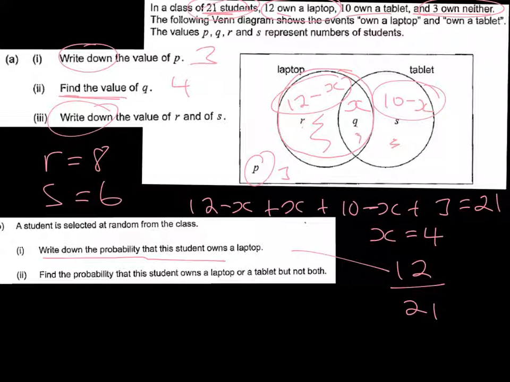In part 2, then, find the probability that the student owns a laptop or a tablet, but not both. So that would be just region R and region S. We said that R was 8 and S was 6, so that's going to give us a total of 14 out of a total of 21.